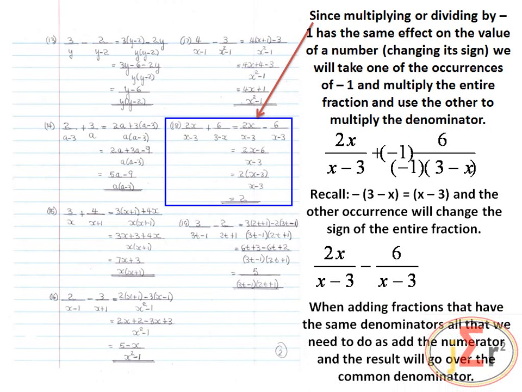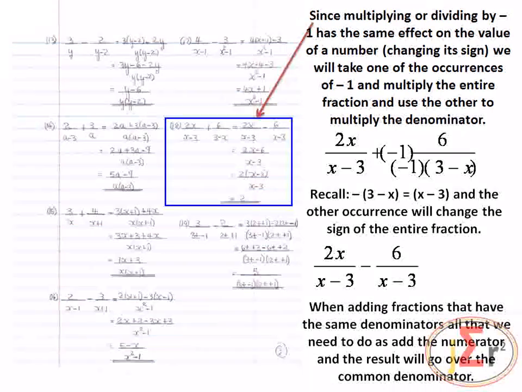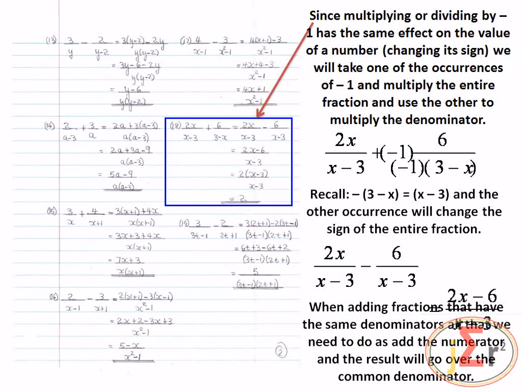When adding fractions that have the same denominators, all that we need to do is add the numerators, and the result will go over the common denominator. We have done that myriads of times. So we have the same denominator here, so this will go over the common denominator, and we have 2x minus 6, and that's all there is to it.